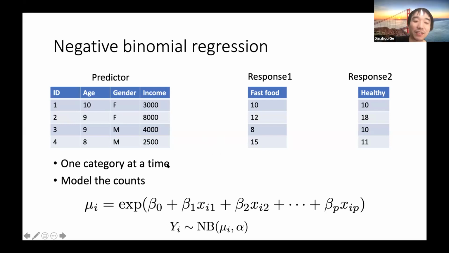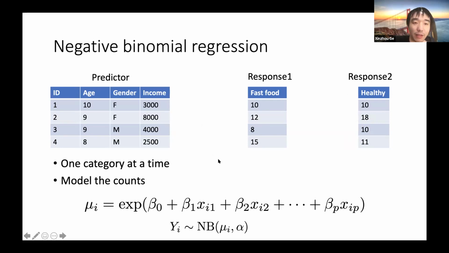Okay, then after finishing the first category, we can go to the next category. The conclusion we can get from the negative binomial regression is whether, for example, age is related to the choice of fast food, or whether gender is related to the choice of healthy food. So we can only make conclusions for one specific category. This is a limitation of the negative binomial regression.